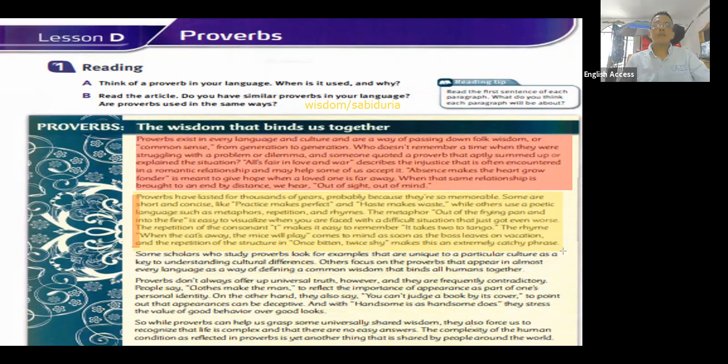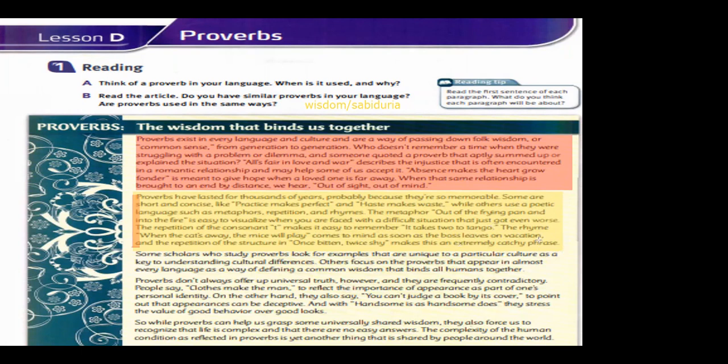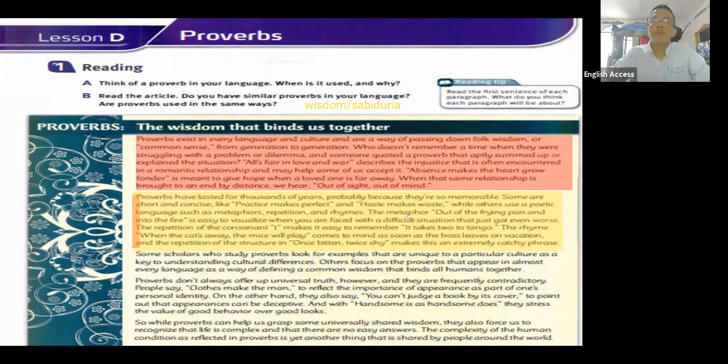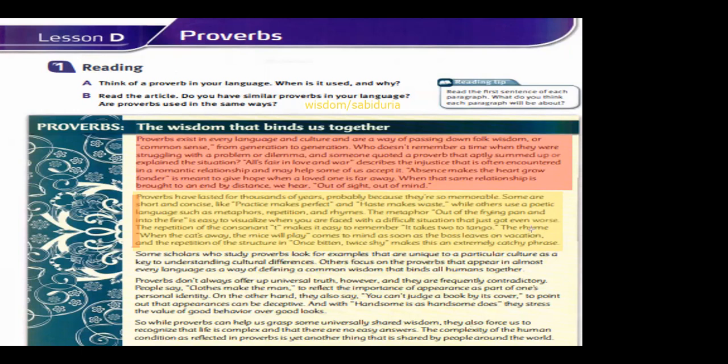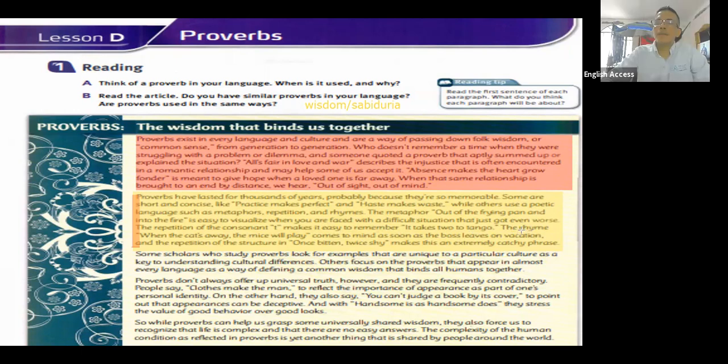All right. The last one is phrase. Phrase. Yes. A metaphor. Metaphor. Visualize. Visualize here. Is the rhyme. A rhyme. Here you have rhyme.